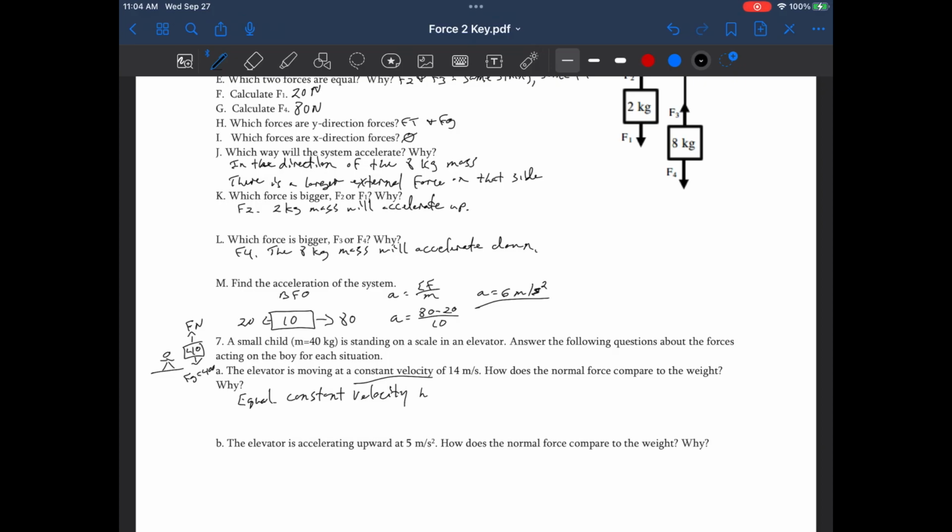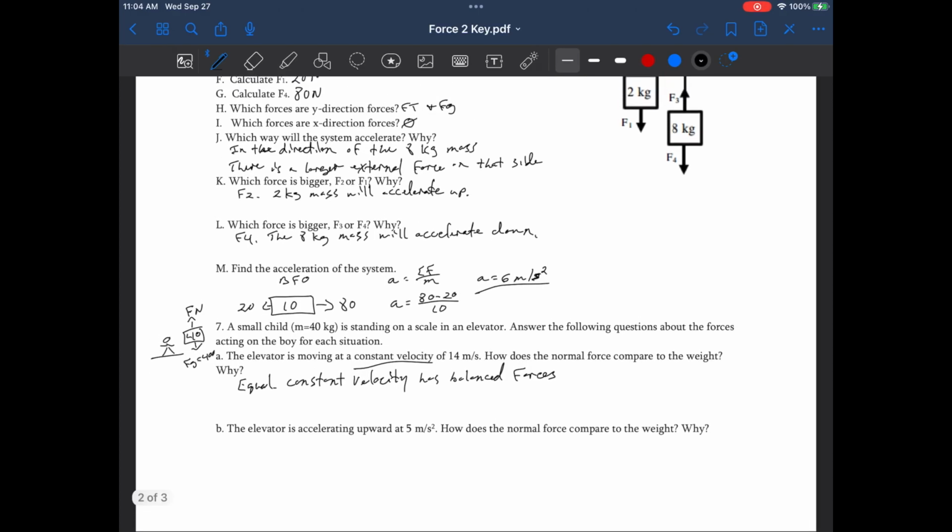The elevator is accelerating upward at 5 meters per second squared. The child didn't lose any mass, so the child has the same weight. Force of gravity is not changing. Force normal must have changed. Force normal is now increasing so that the net force is up. If the net force is up, the acceleration is up.